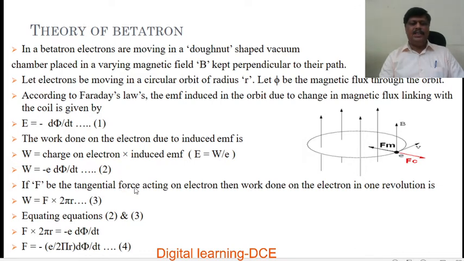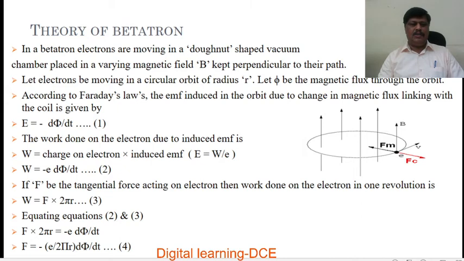Let F be the tangential force acting on the electron, then the work done on the electron in one revolution is as follows. Here, this is the magnetic force and this is the centripetal force. The centripetal force is balanced by the magnetic force, and there is also a tangential force. The tangential force and the work done are related as work done equals force times distance. The distance is the circumference of the circle or orbit, that is 2πr, so W = F × 2πr. Call this equation 3.